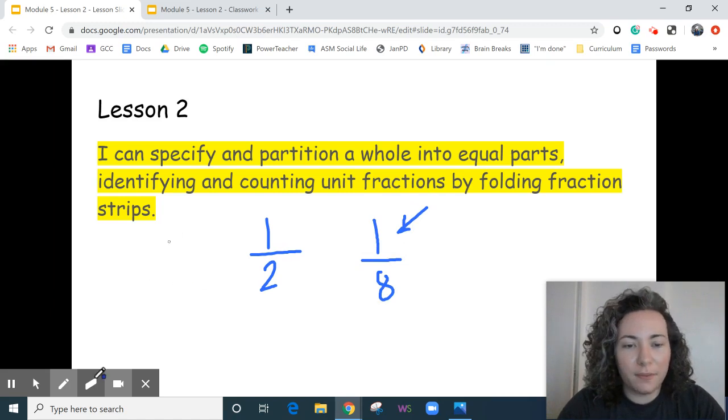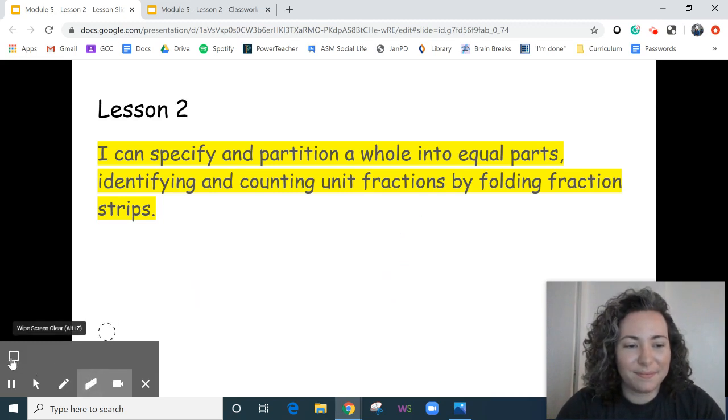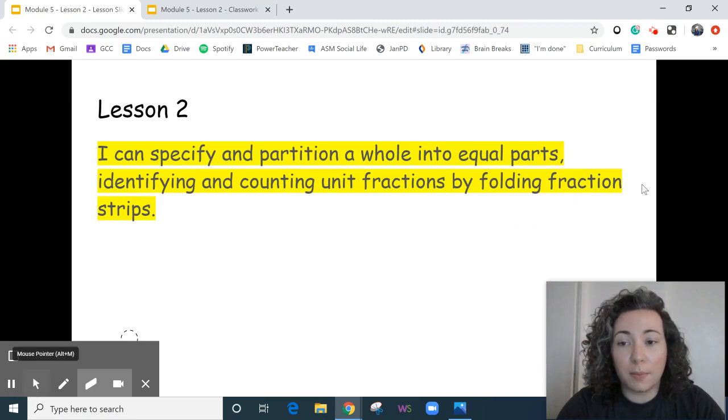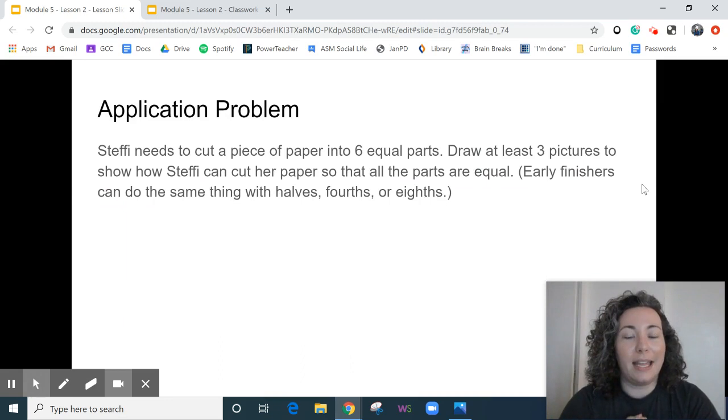We're going to start off here with an application problem. So grab a pencil and a piece of paper and go ahead and try this on your own. It says, Steffi needs to cut a piece of paper into 6 equal parts. Draw at least 3 pictures to show how Steffi can cut her paper so that all the parts are equal. So go ahead and give that a try.